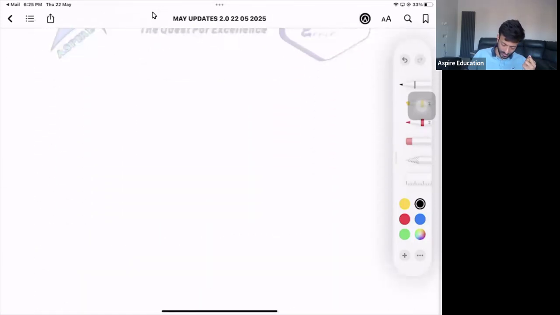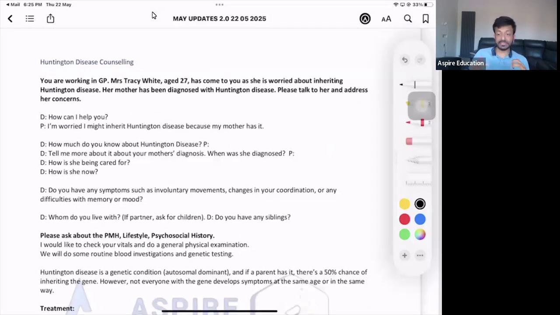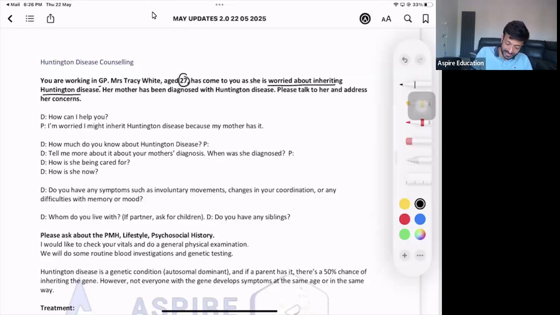Right, next one is Huntington's. Yes, this also comes very often. So there is a patient, she is okay, but she's worried. You are FY2 in the GP, the patient is 27, and has come to you because she's worried about inheriting Huntington's disease. Her mother has been diagnosed. So Huntington's, what is it? It is an autosomal dominant condition, right?